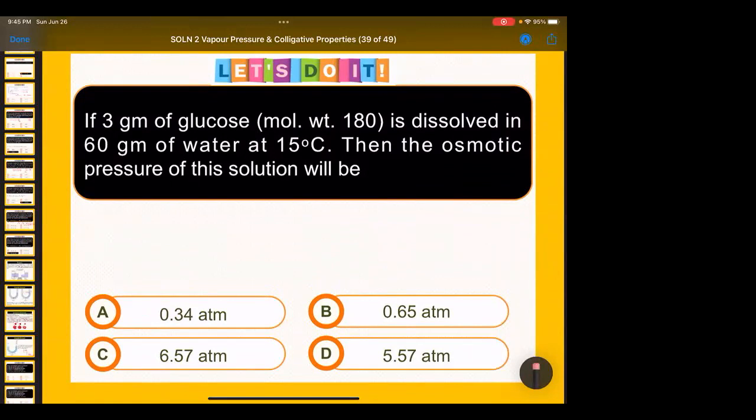3 gram of glucose, which has a molecular weight of 180, is dissolved in 60 gram of water at 15 degrees. The osmotic pressure is going to be felt on the solution side. And it depends upon the temperature. The higher the temperature, the higher will be the osmotic pressure. That you need to know.